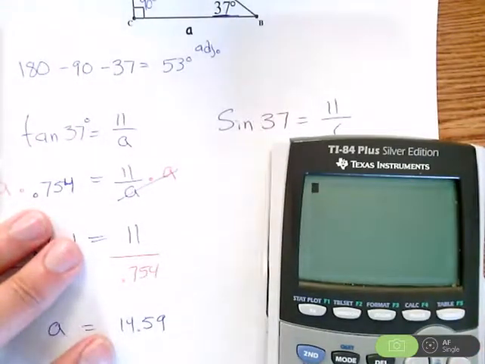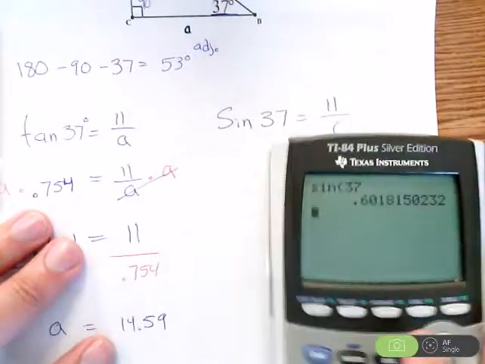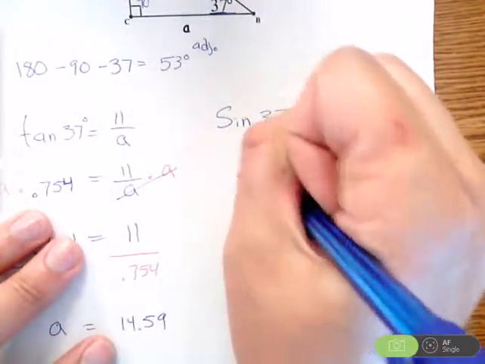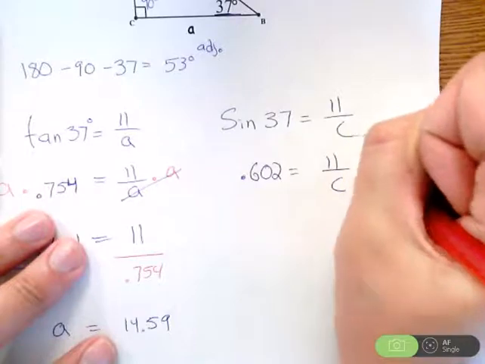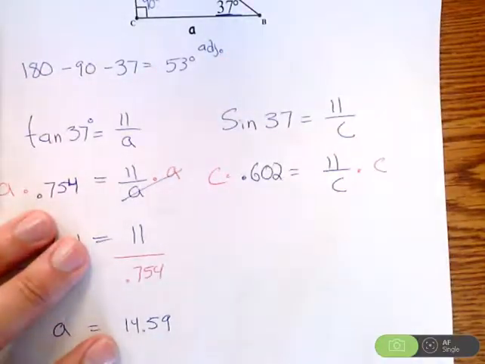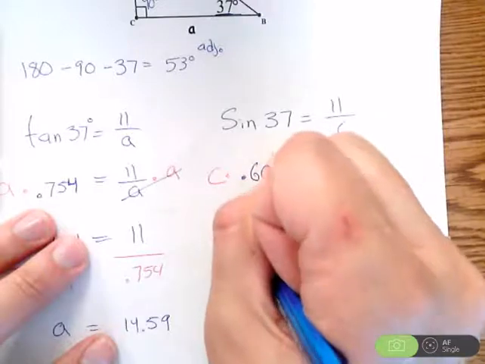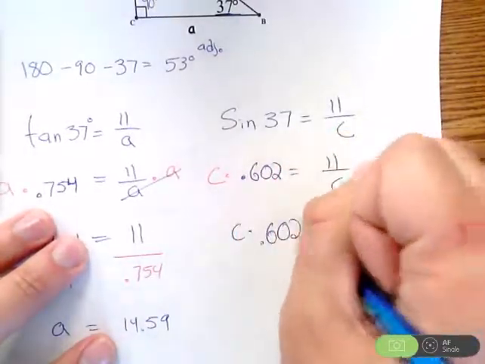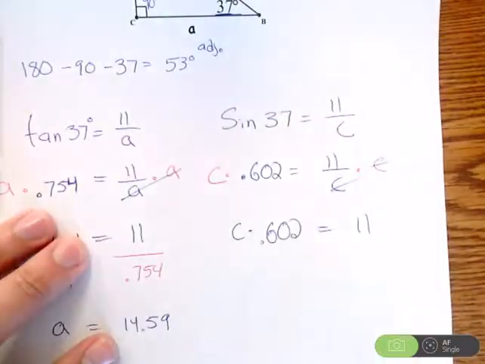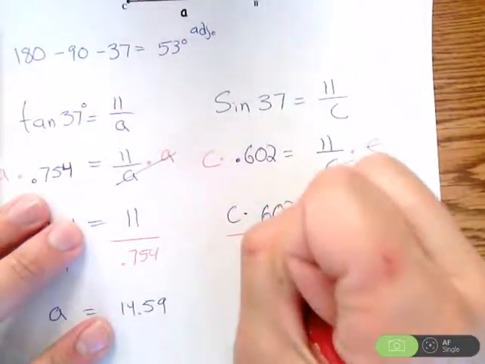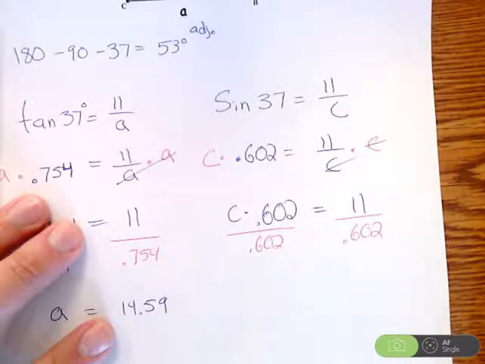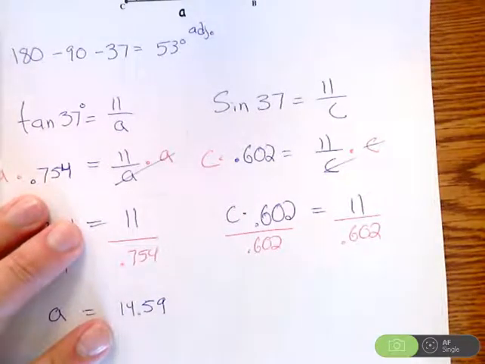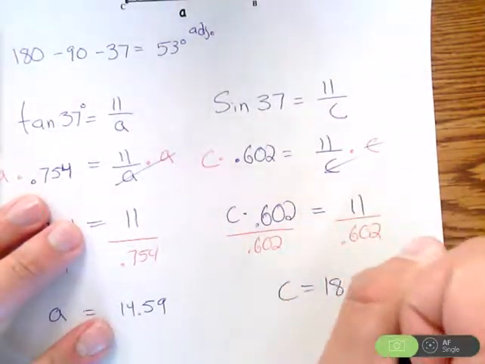I'm going to start by doing sine of 37, 0.60181. We'll call that 0.602. See how that rounding can get very interesting. To get c by itself, I need to get it out of the denominator, so I'm going to multiply both sides by c. So I have c times 0.602 equals 11. Then divide by 0.602 on both sides, and we're going to find that this side c is going to be 18.27.